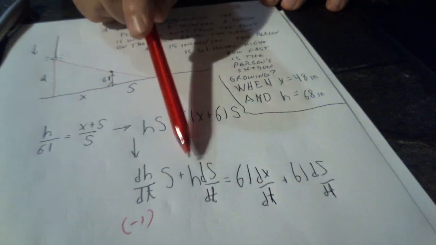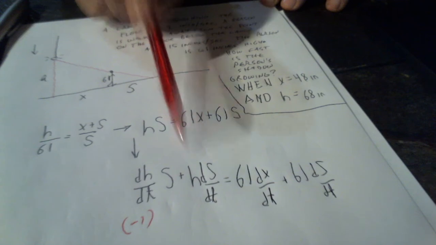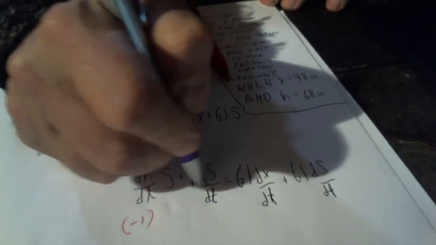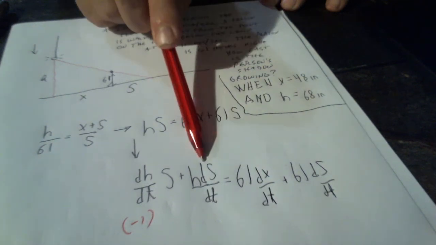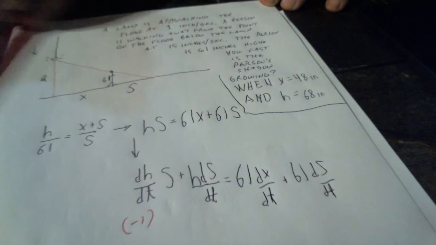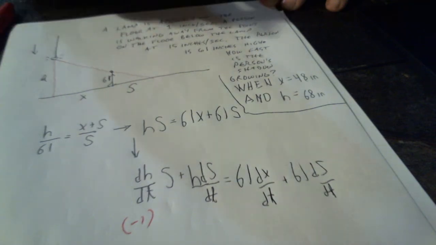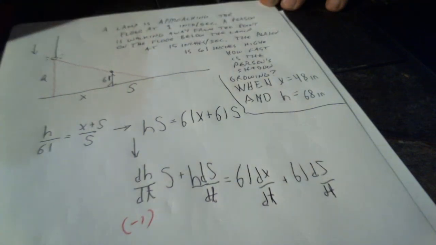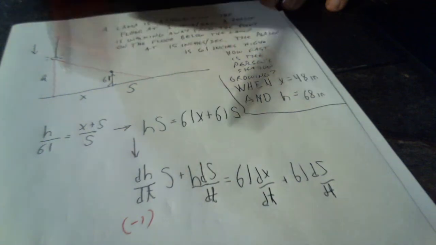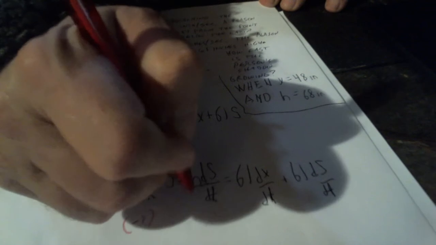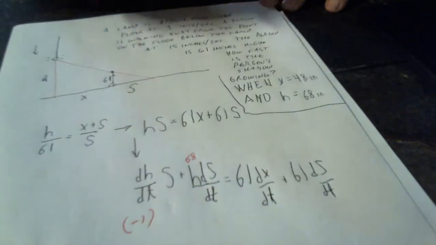Let's see what else we don't know. ds dt, sorry, ds dt is the change in the shadow that we care about. So that one's never going to be found. But the h is 68. So I've got a 68 for this thing.